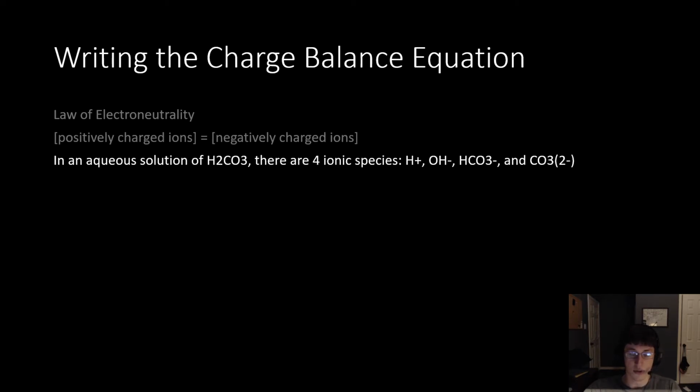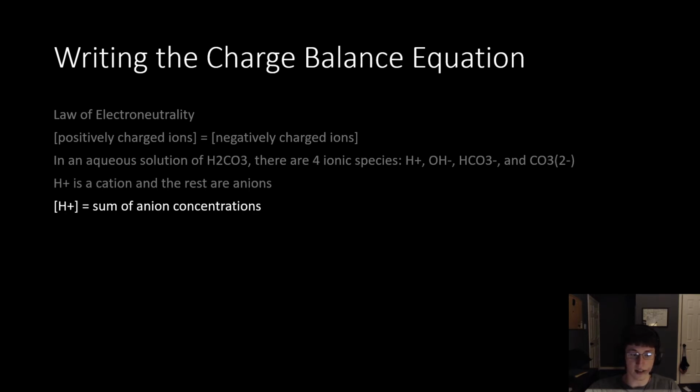And in an aqueous solution of carbonic acid, there are four ionic species: hydronium, hydroxide, bicarbonate, and the carbonate ion. Hydronium is a cation and the rest are anions. So in the equation, we can put hydronium on the left side with everything else on the right side. Hydronium equals X times the concentration of hydronium plus Y times the concentration of bicarbonate plus Z times the concentration of carbonate ion. To find out what X, Y, and Z will equal, we need to know how many hydronium ions will come from each of these anionic species.